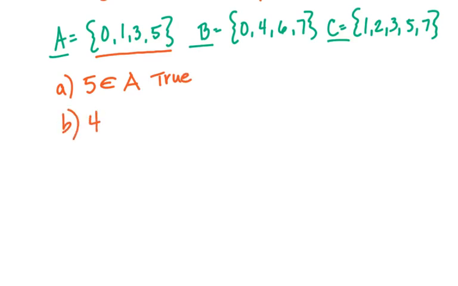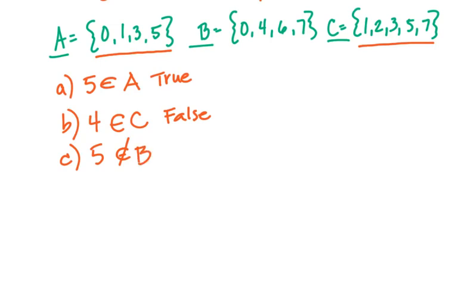The second one is 4 is a member of set B. Is this true or false? Or did I say B? I meant to say C. So we're going to look at set C and look carefully to see if 4 is a member. Because it is not listed there, this statement is false because 4 is not a member of set C. And then their last example, 5 is not a member of set B. So we're going to look carefully at set B and see, is 5 a member? In fact, it is not because it's not listed there. So this statement is therefore true. 5 is not a member of set B.